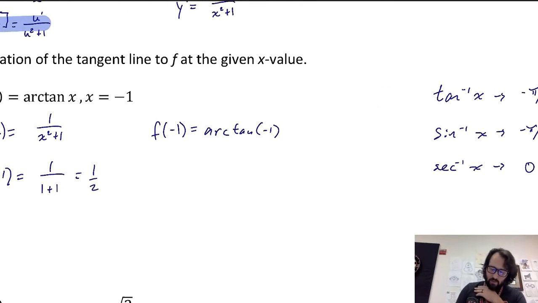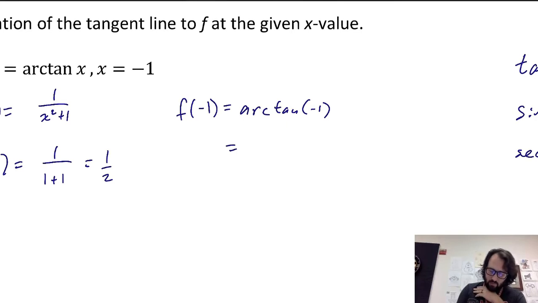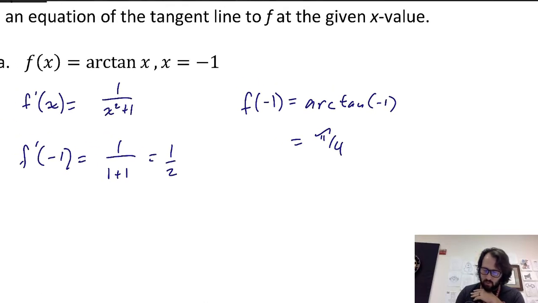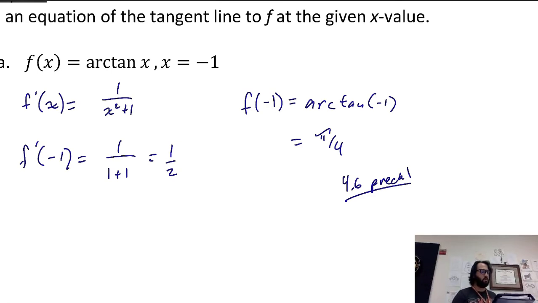Okay, so arctangent is negative 1 at negative pi over 4. This is all unit circle stuff. So again, if you need to refresh on that, I believe it is, oh gosh, I think it's section 4.6 in pre-cal. I can verify that. Maybe. Yep.